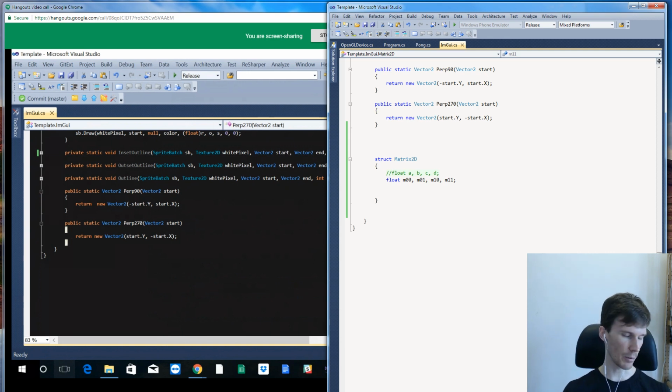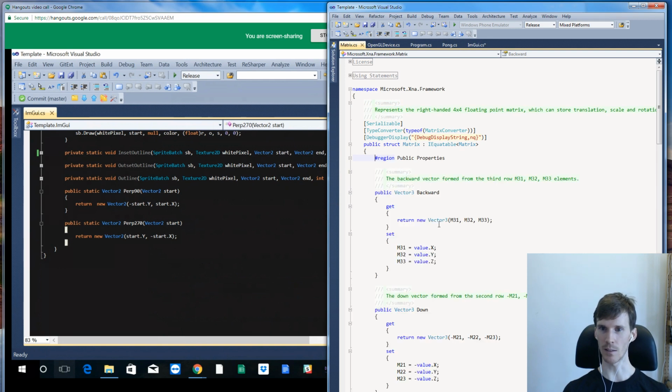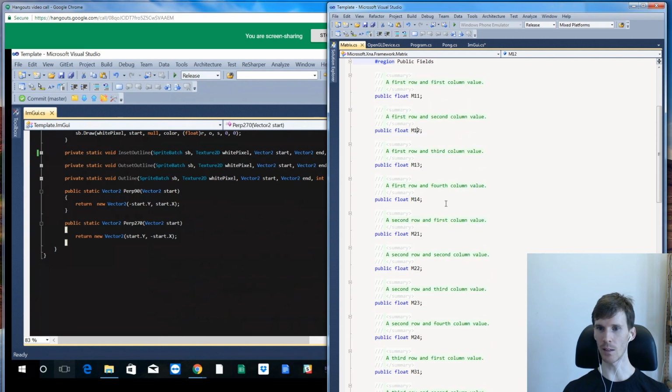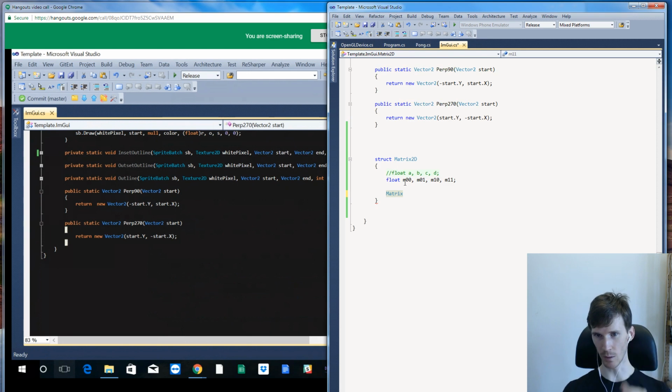Actually no, with the camera system and stuff, even though it's only 2D and does only this plus the translation stuff that we're going to talk about, we use the full XNA matrix, because we're FNA, we can actually bring out the source code. Represents a right-handed 4x4 floating point matrix, blah blah blah, and you see it's public fields. So M11, they're not counting from 0. They're one based, yeah. Maybe we can copy them. So anyway, let's just make this struct for now.